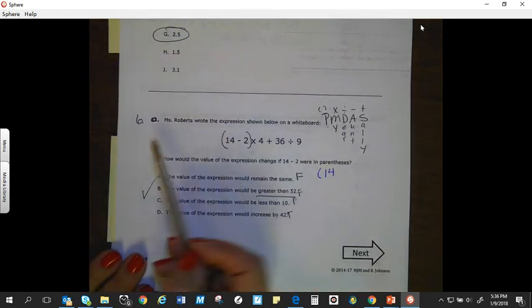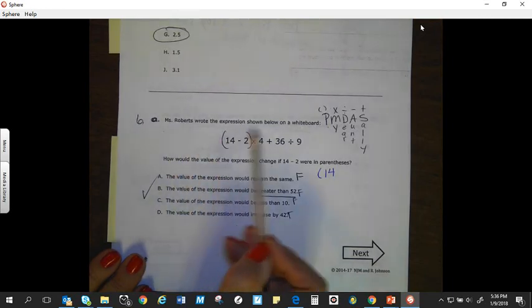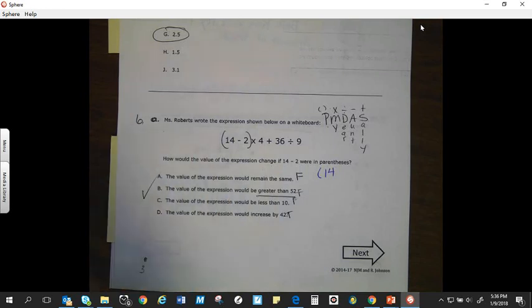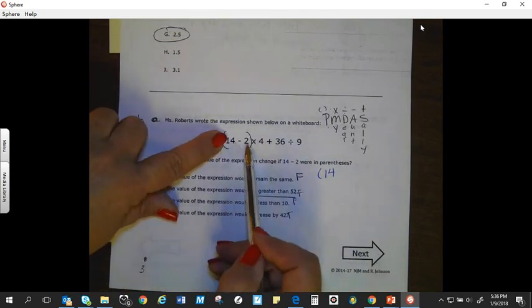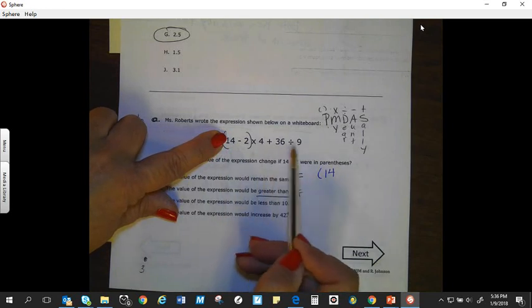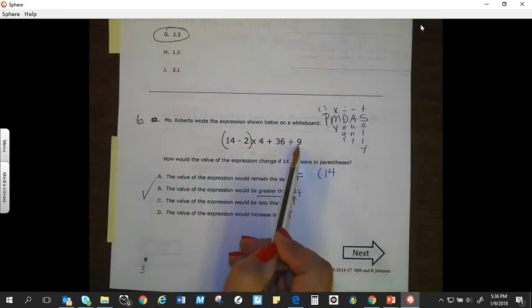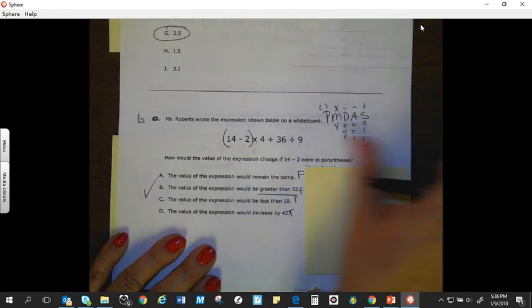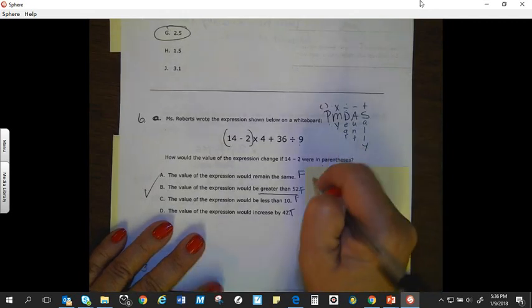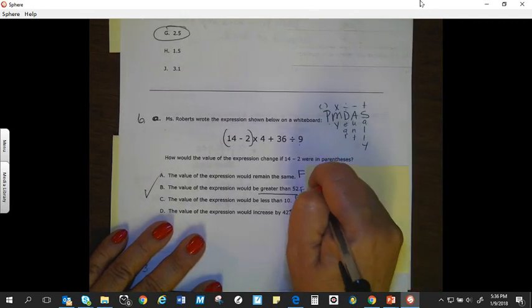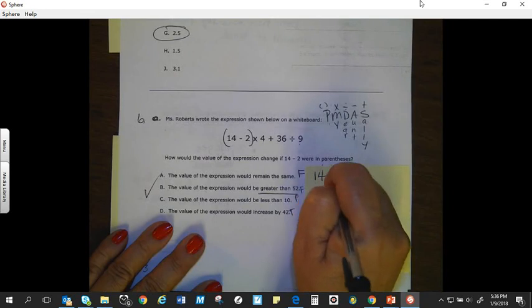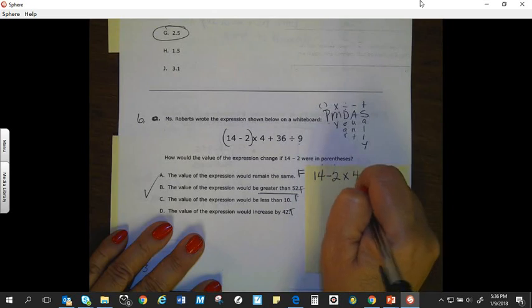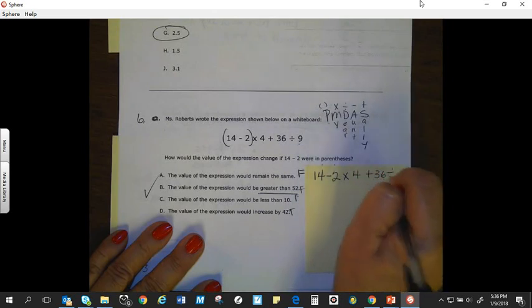Let's look at problem number 6. Ms. Roberts wrote the expression shown below on a whiteboard. So originally, this was 14 minus 2 times 4 plus 36 divided by 9. I'm going to rewrite this one here, because I started writing it, and then I fumbled over the numbers so badly that this is my second recording. So this is the original problem: 14 minus 2 times 4 plus 36 divided by 9.